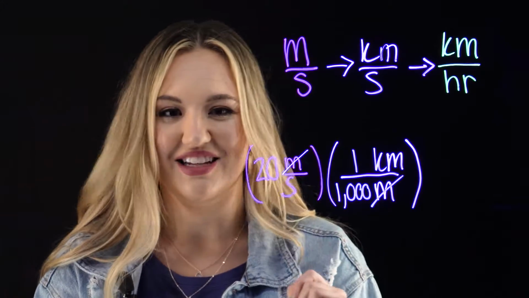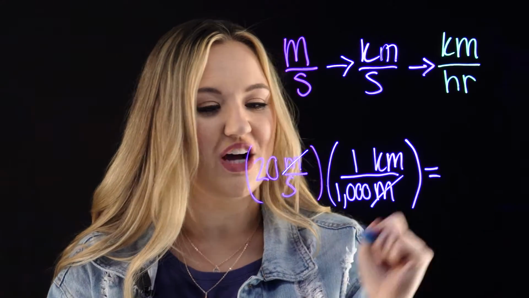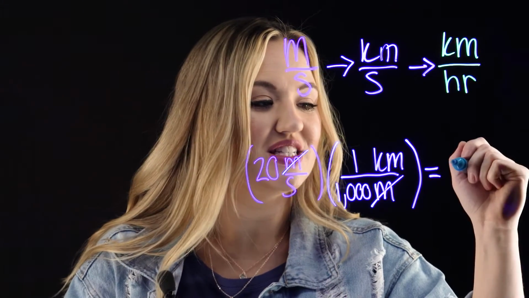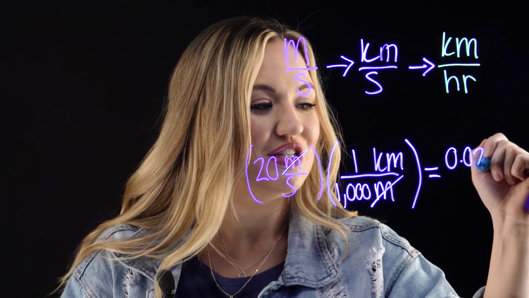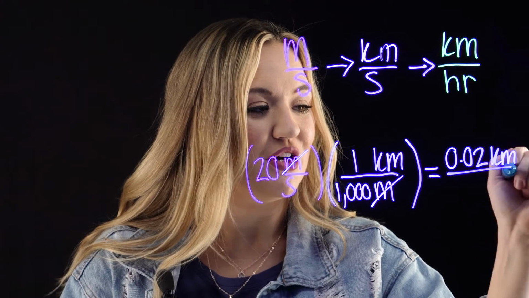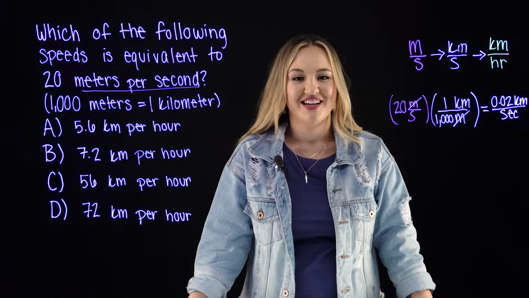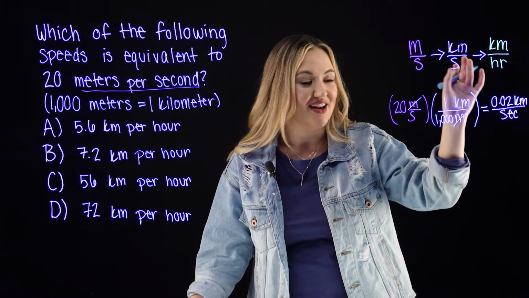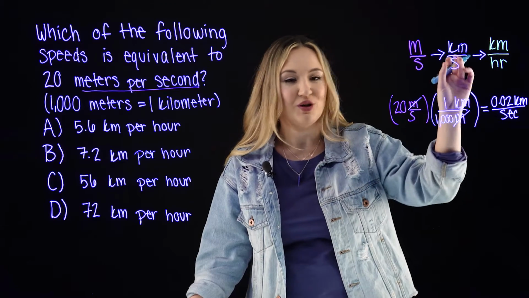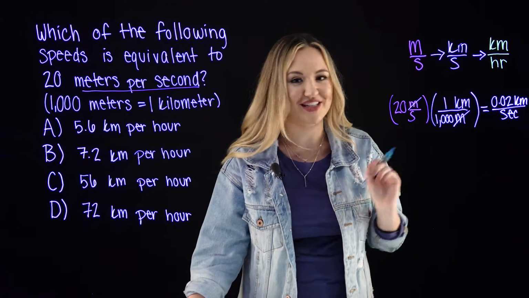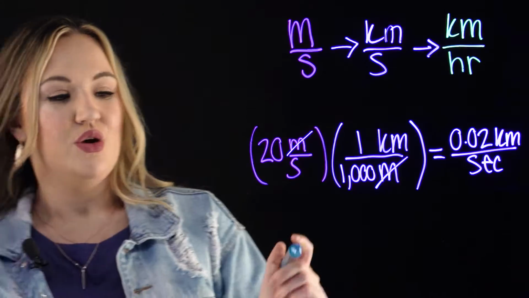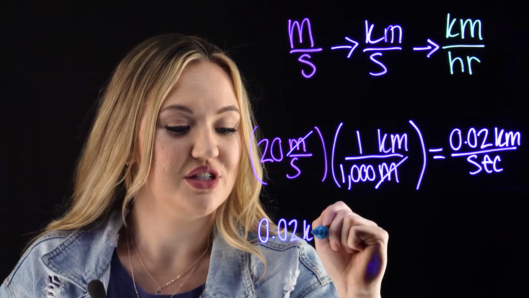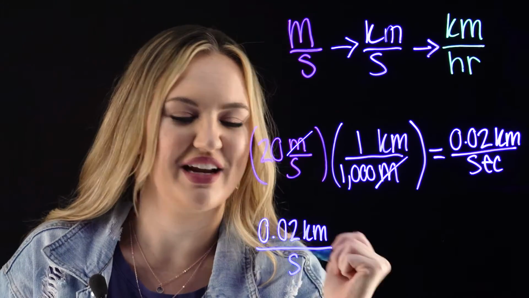And like I said, units cancel out. So we'll multiply that across to get 20 kilometers over 1,000 seconds, which is just 0.02 kilometers per second. So now we have our intermediate step of kilometers per second, and we have one final conversion from kilometers per second to kilometers per hour. So let's do that. Same process. So we have 0.02 kilometers per second. I'll just write S for that.